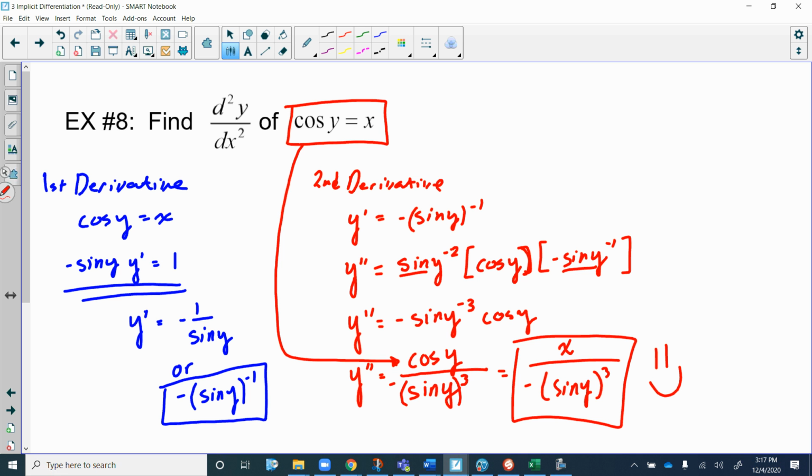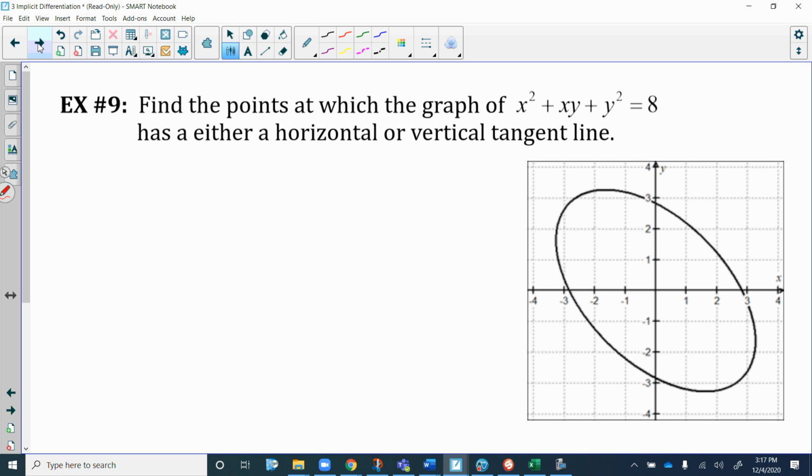So we're almost done. And the second derivative of implicit differentiation, like I said, is not going to be a huge concept for you, but is it possible to do? Yes.